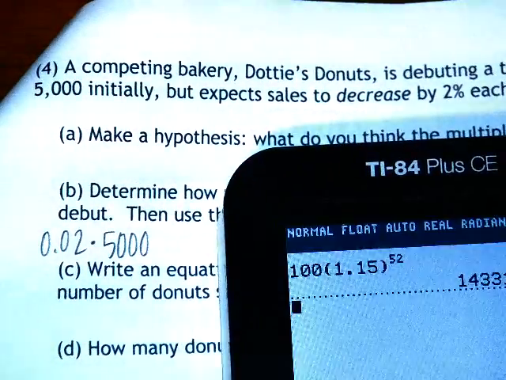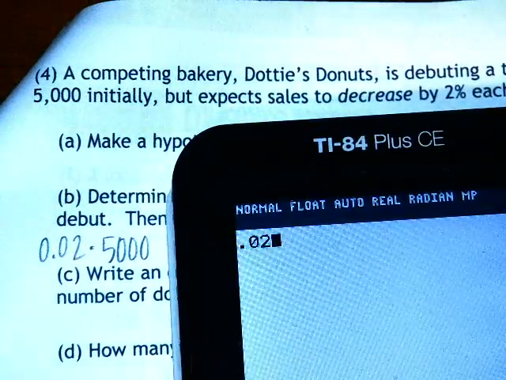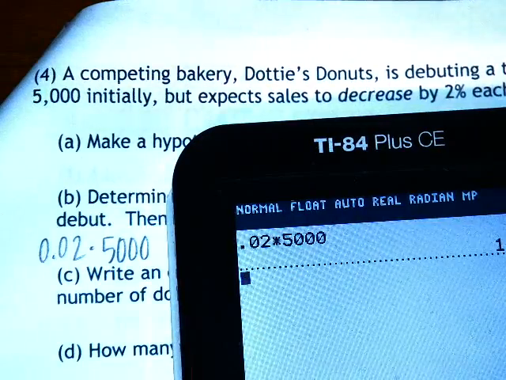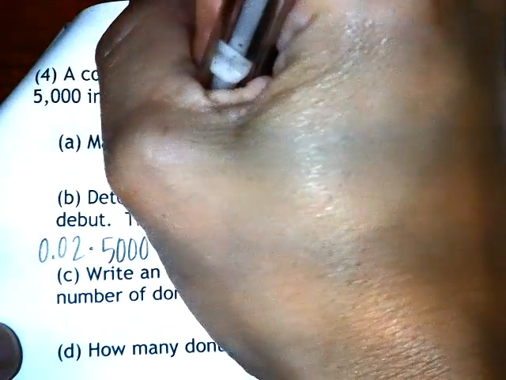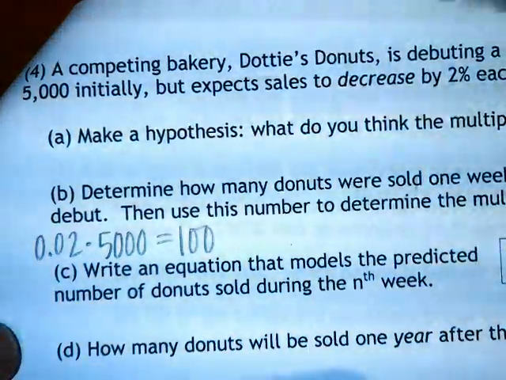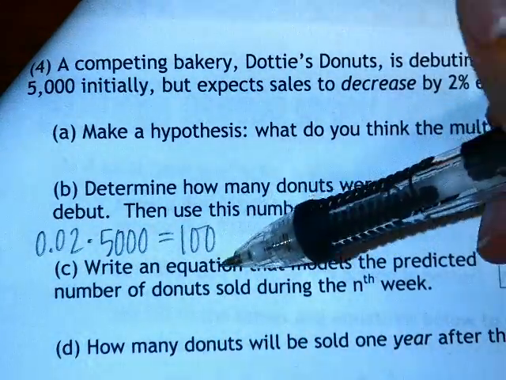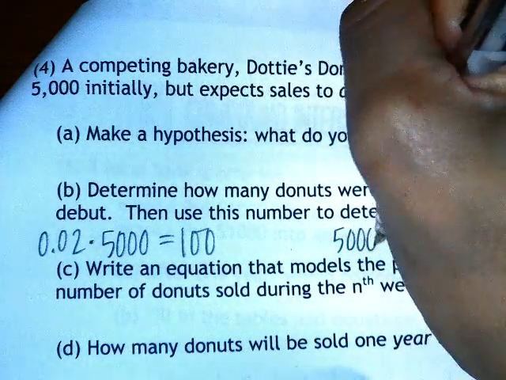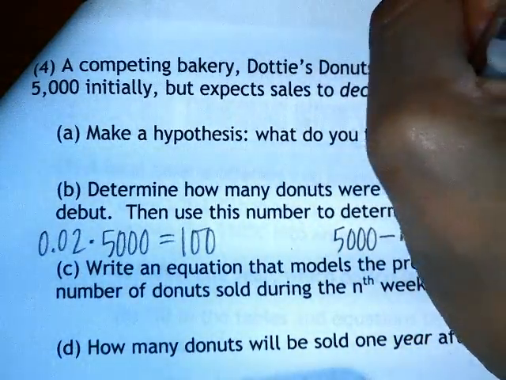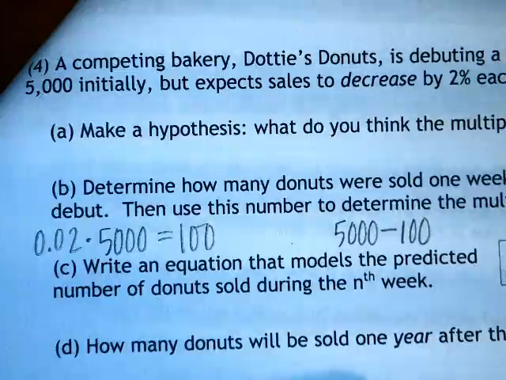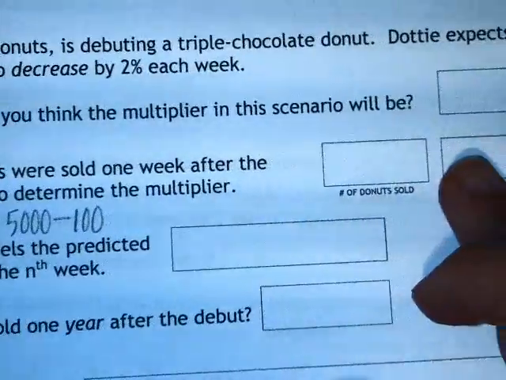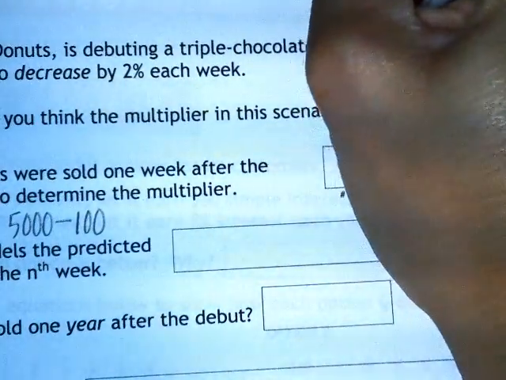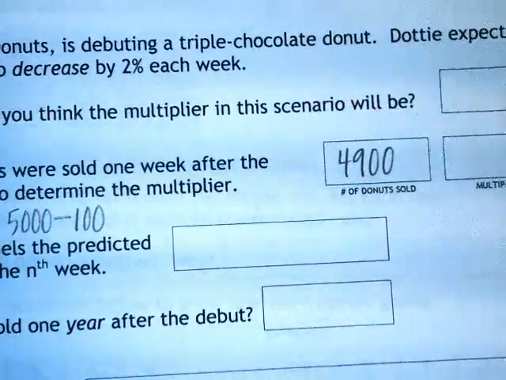I would definitely want to use my calculator for that. So 0.02 times 5,000 is 100. So that's how many donuts she's going to decrease by. And if that means I have 5,000 donuts initially, now decreased by 1,000 donuts, or sorry, 100 donuts, then that means she sold 4,900 donuts this week.